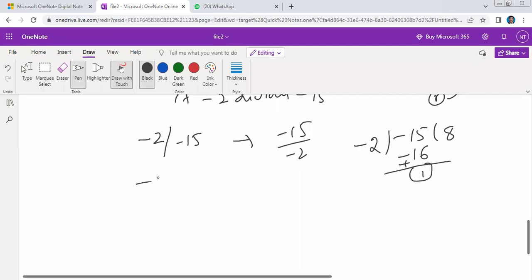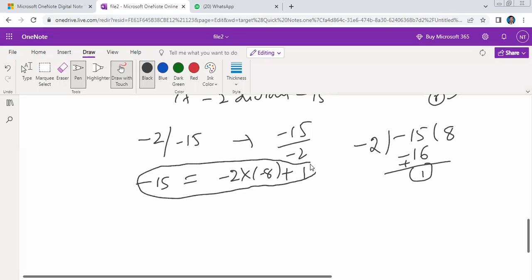So minus 15 is equal to minus 2 times minus 8 plus 1. Therefore, the quotient is equal to 8 and the remainder R is equal to 1.